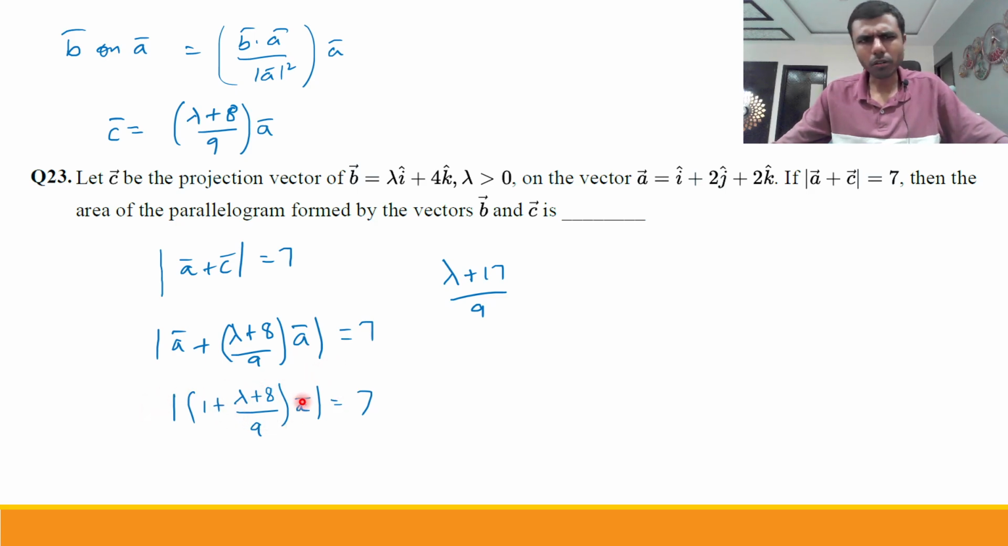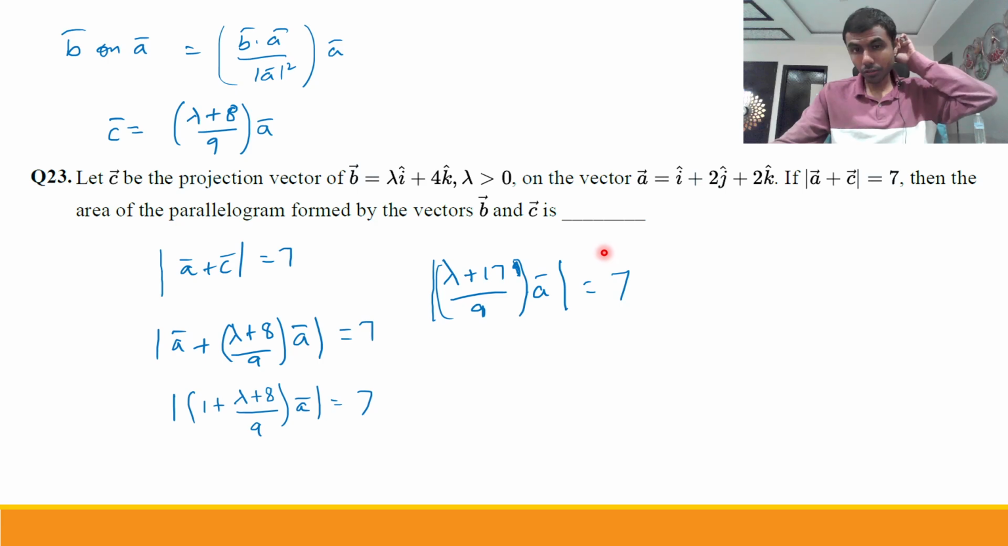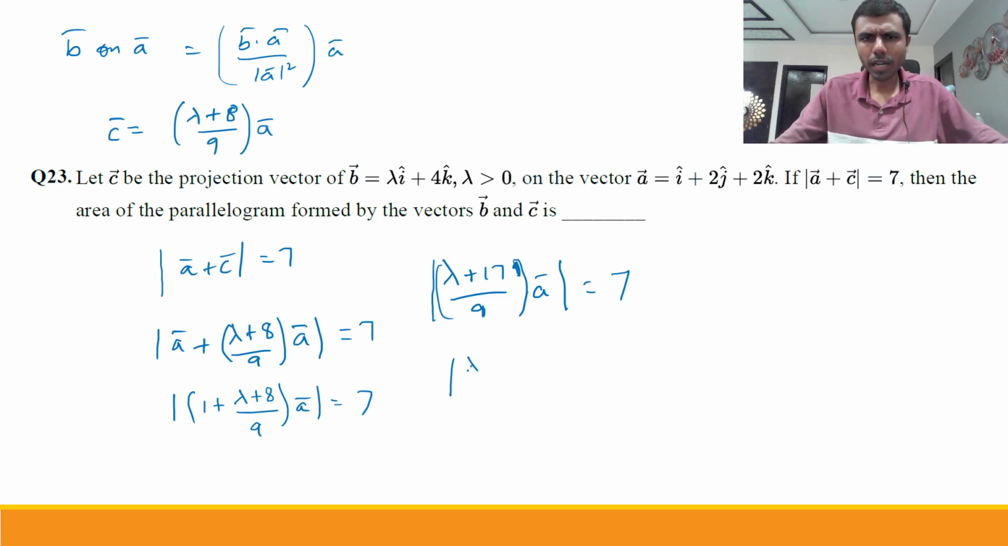It's a constant, so you can keep it outside the modulus. But yeah, I think you need to keep the modulus in. Magnitude, right? So, into A bar is equal to 7. What is the magnitude of A bar? This would be nothing but mod of lambda plus 17 by 9 into magnitude of A bar. The magnitude of A bar is 3, equal to 7. Now based on this, you can get lambda.